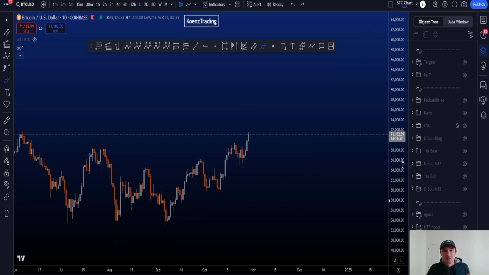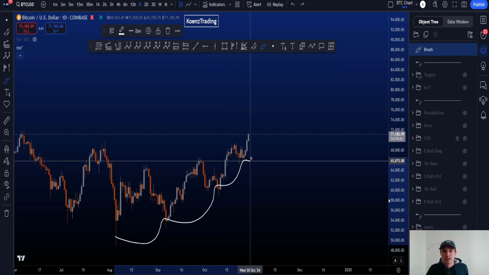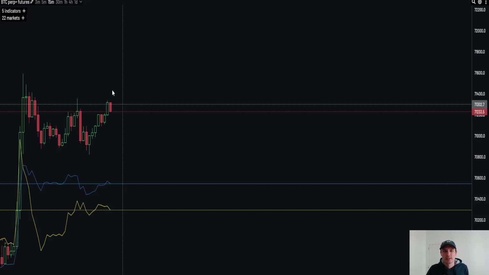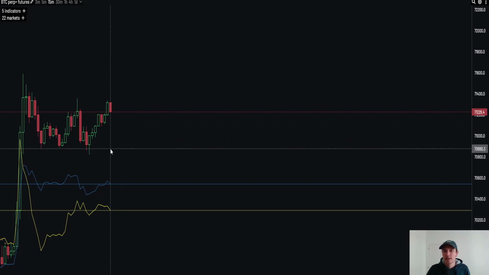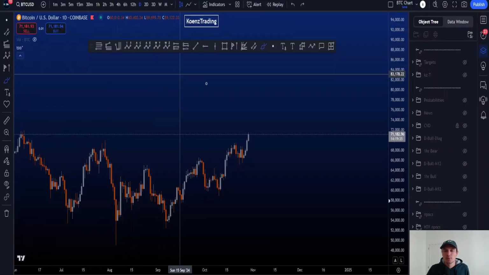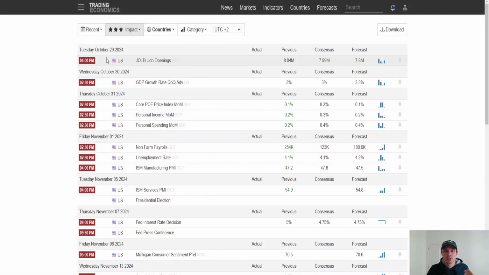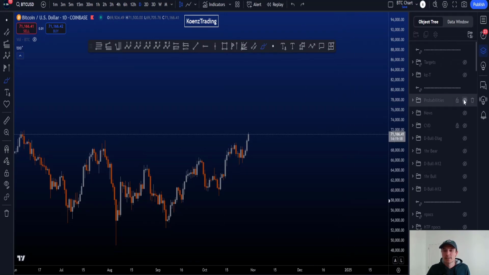If we then look at the CVD divergences, all of these CVD divergences have played out as price has been moving towards the upside, and at the moment locally there's nothing going on. We need a bigger range to see some new bullish or bearish CVD divergences. We also have some news today, Tuesday, October 29th at 4 p.m. Central European time, so make sure you trade safe around that hour. And also on Wednesday, Thursday and Friday we have some news, so be mindful of the volatility.